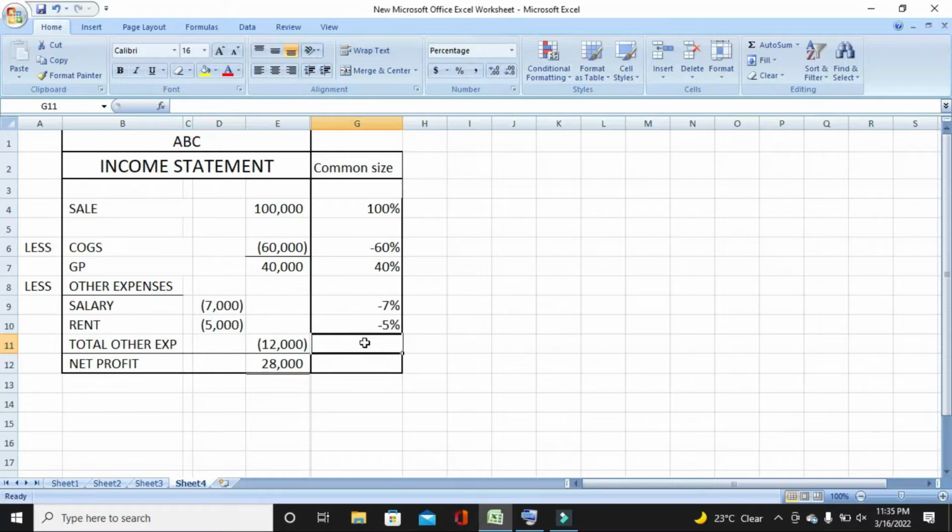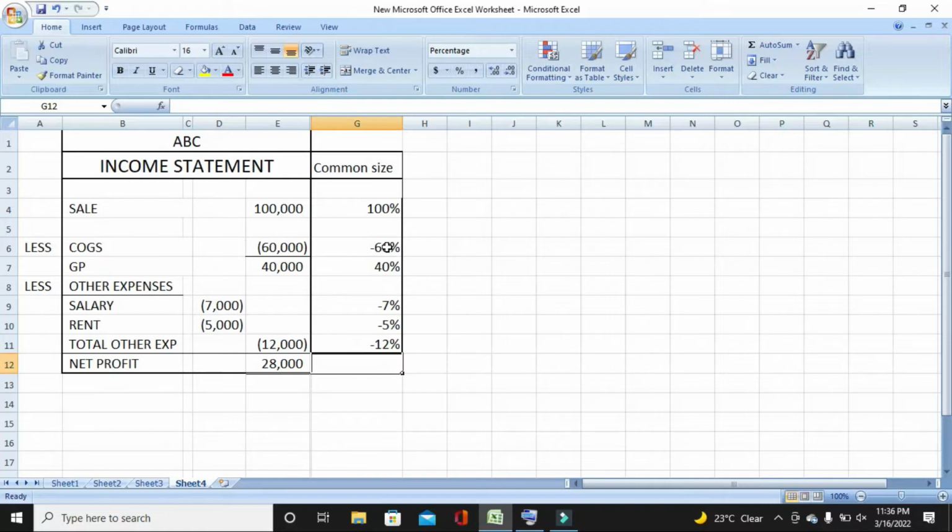Now we will calculate total expenses. We will compare total expenses with our total sales, to see how much overall expense we have consumed in making this sales. Okay guys, in generating 100 rupees of sales, out of that 12 rupees we have consumed in the form of expenses.